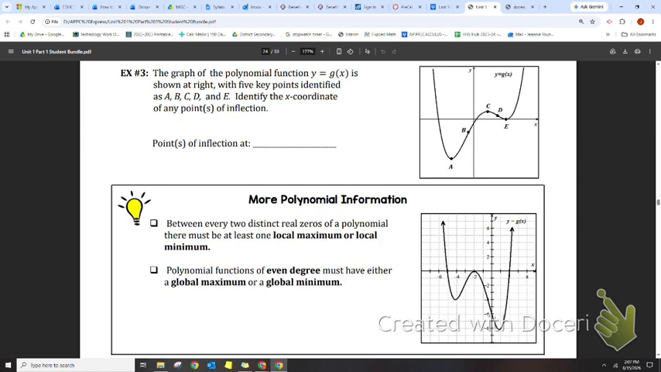All right, so where are our points of inflection? Well, for one thing, I can see I have 1, 2, 3 little minimums and maximums, which means I'm going to have one less than that, so 2 points of inflection. They're going to happen approximately halfway between those maximums and minimums. So between points A and C, I have a point of inflection at B. So x equals B. And then between C and E, I've also got this point of inflection at x equals D.